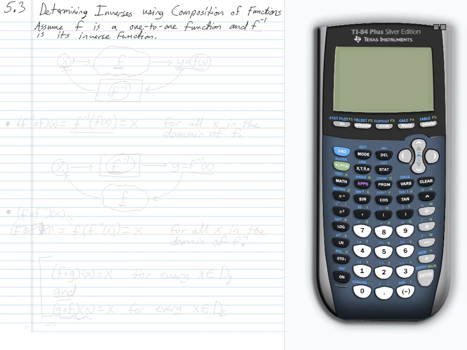So let's assume the existence of the function f. This is just a generic function. We don't have any specific formula for it. And we're going to assume that it's a one-to-one function, so we're talking about any one-to-one function at all. That means that we can also talk about its inverse function.